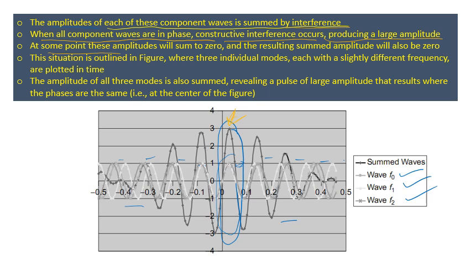At some point, these amplitudes will sum to zero, and the resulting sum amplitude will also be zero. If they are not interfering, or if they are destructively interfering, then the sum will be zero. We don't get anything; it is extinguished.